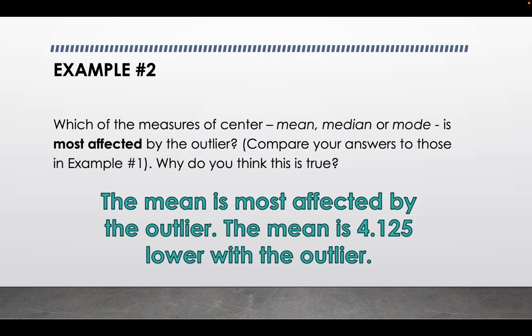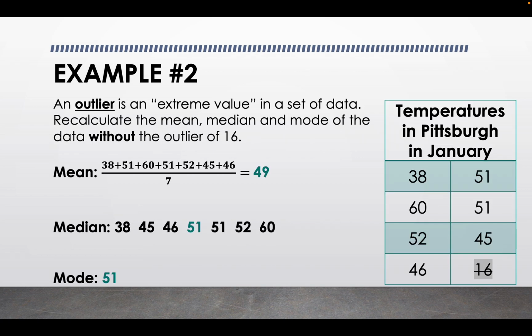Why do we think this is true? If we factor in how we calculate the mean, we're literally adding up all the numbers in the set of data and then dividing by how many there are, so that we're getting an average, and they're all about around 49. So if you look at the numbers in this table, there should be some numbers below 49, which there are. There's 1, 2, 3 numbers below 49, and then there should also be some numbers above 49, which there are 4.